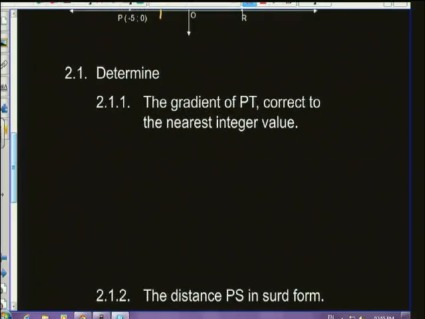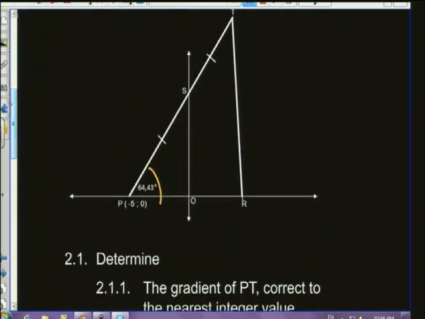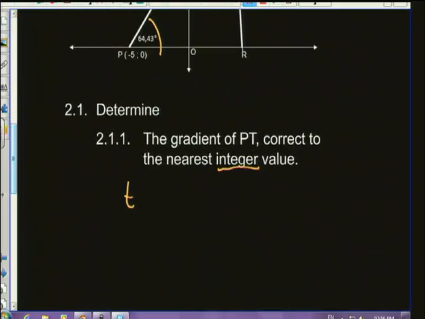2.1.1. We need to determine the gradient of PT correct to the nearest integer value. So we need to round off our answer. Gradient of PT. There is PT there. We're not given 2 points, so we cannot use change in y over change in x this time. However, we're given the inclination, so we have to go back and use this rule: tan of an angle, I'm going to call it 63.43, is equal to the gradient of that line.